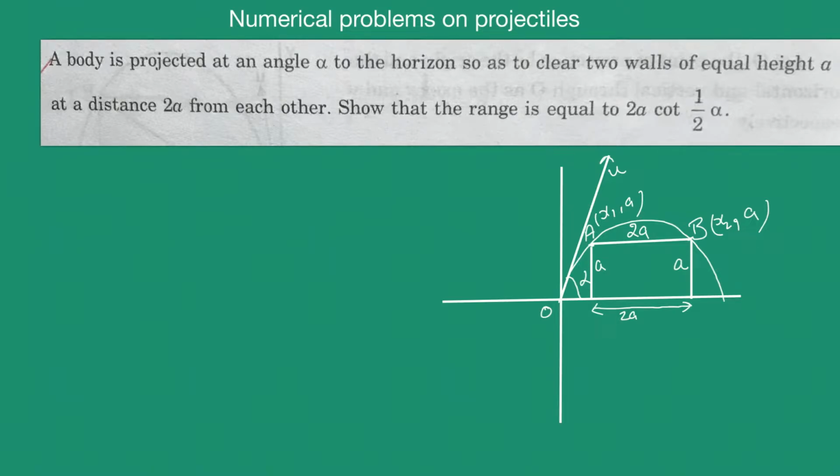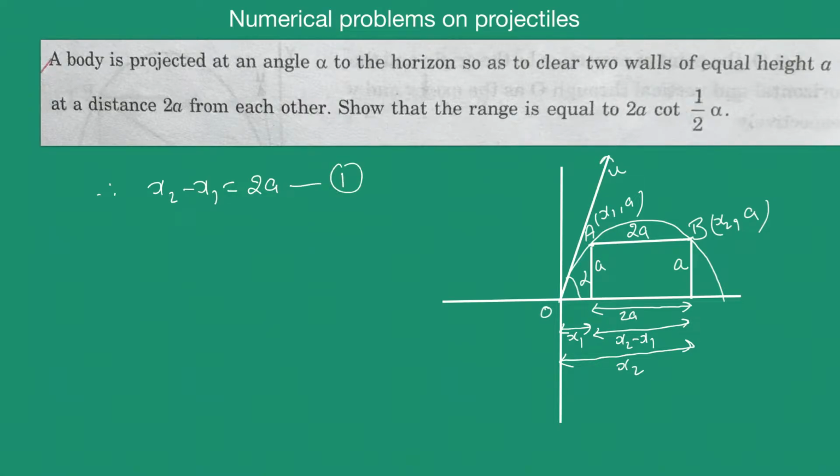In this we see that the ordinate in both is the same, because the height is equal to a, but the abscissas are different, x1 and x2. So this distance is x2 minus x1. Therefore I can say that x2 minus x1 is equal to 2a. This is equation number 1.